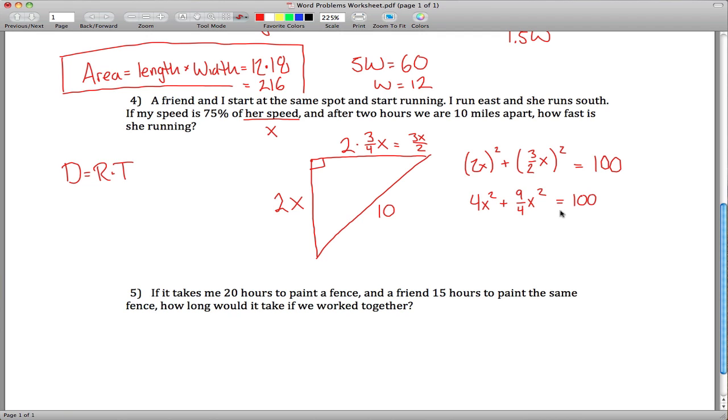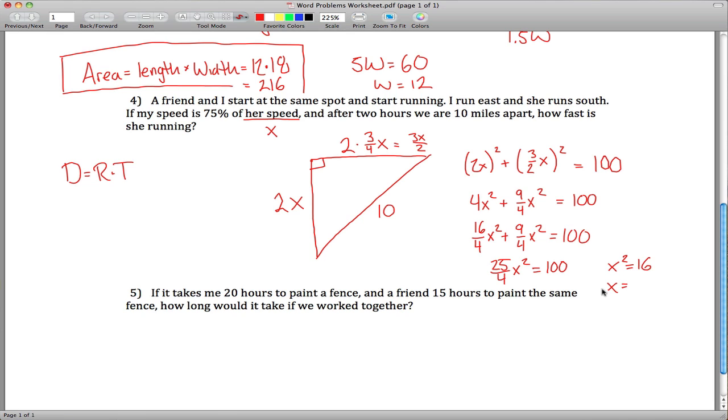equals 100. Let's see, we want to add 4x squared and 9/4 x squared, so we should get a common denominator. 4 is the same as what, 16/4? So 16/4 x squared plus 9/4 x squared equals 100. And on the left here, 16 plus 9 is 25/4 x squared equals 100. So if we multiply both sides of the equation by 4 divided by 25, maybe we'll divide by 25 first. That gives us a 4 over here. Then multiply by 4 and we get 16. We'll get x squared equals 16.